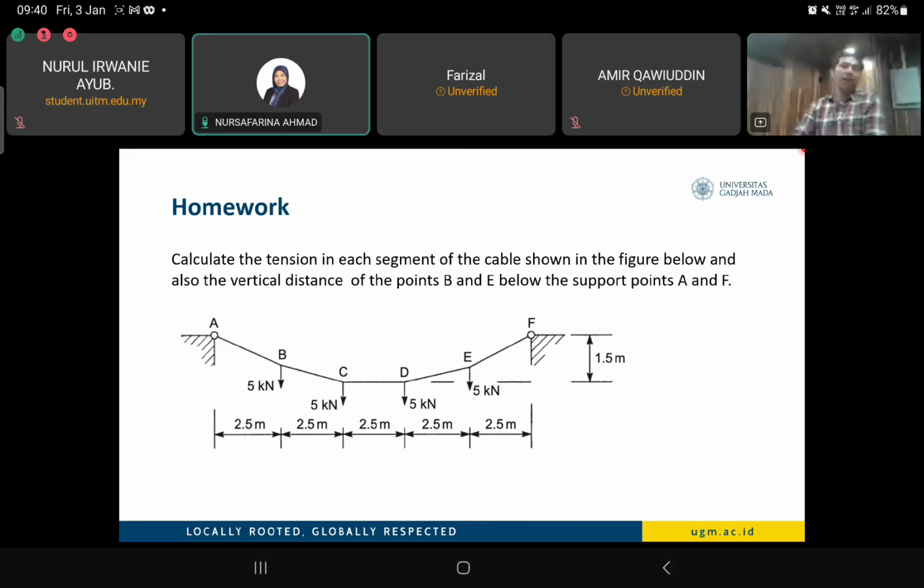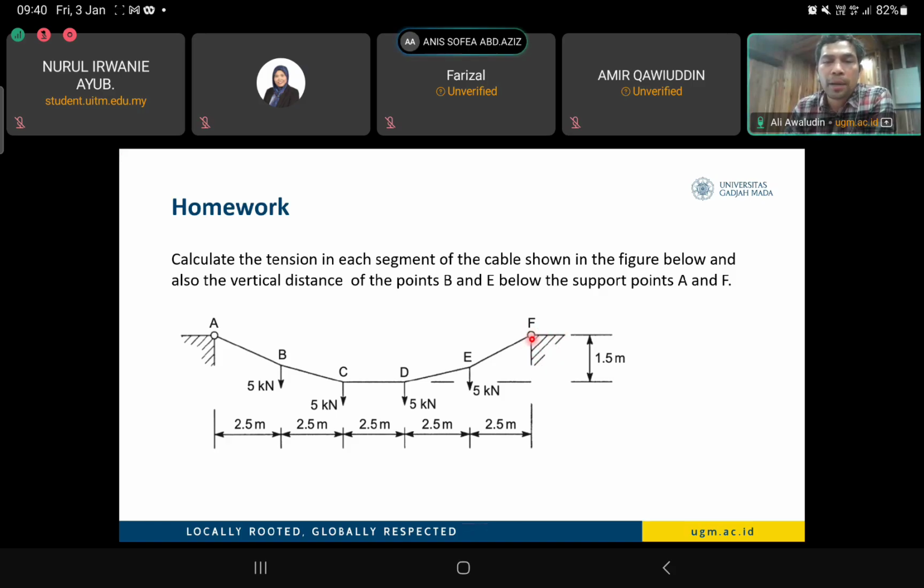Okay, thank you. So please do this homework. I think you can start by trying to release the support at F, and then project the force F to the X direction and Y direction, and then start the calculation. After that, you go from F to E, E to D, to C, to B, to understand the cable tension and also the inclination from the horizontal axis. So it's just the same.